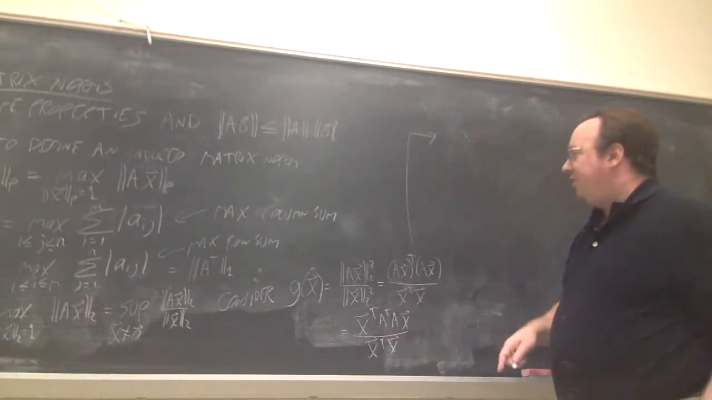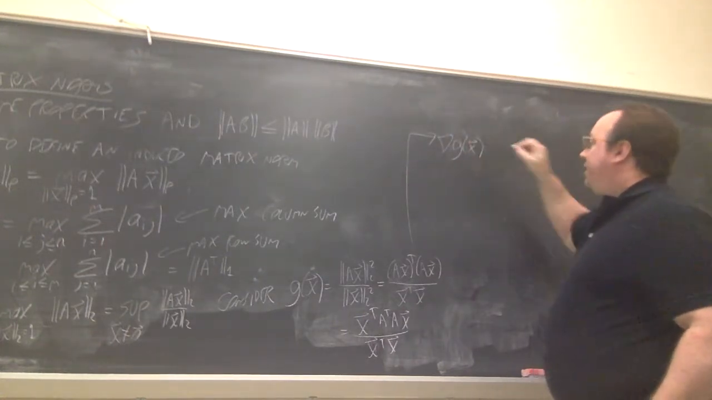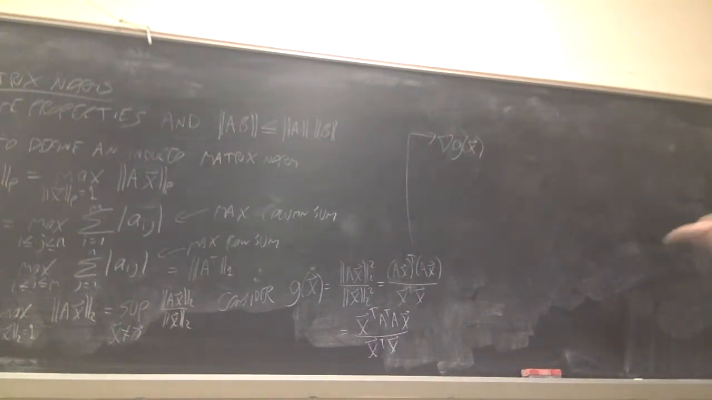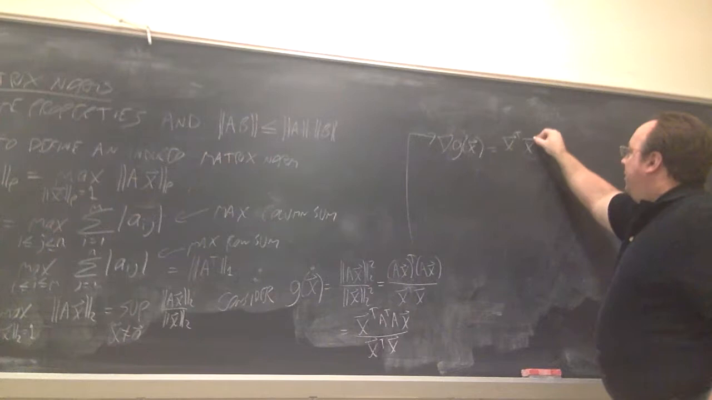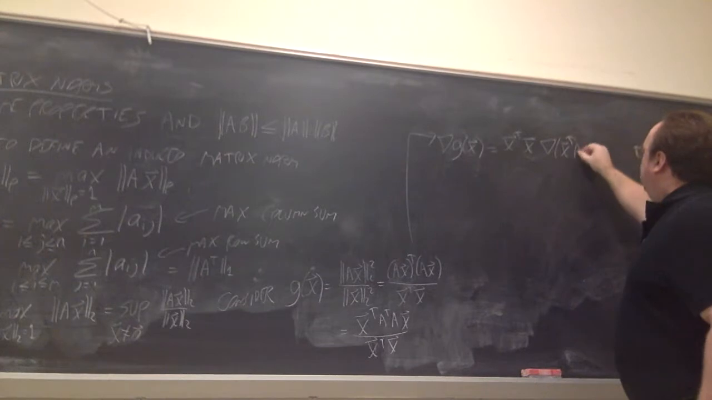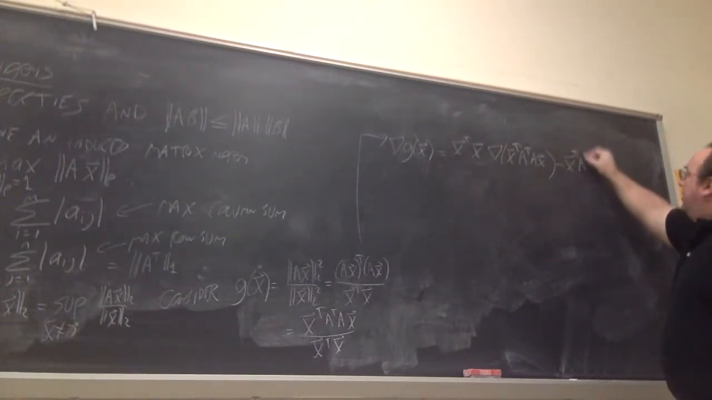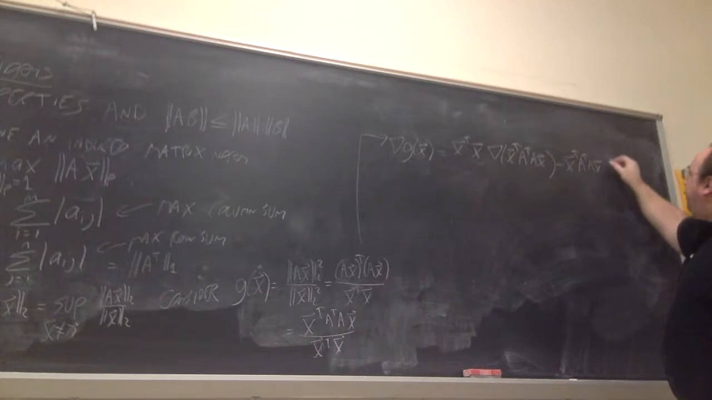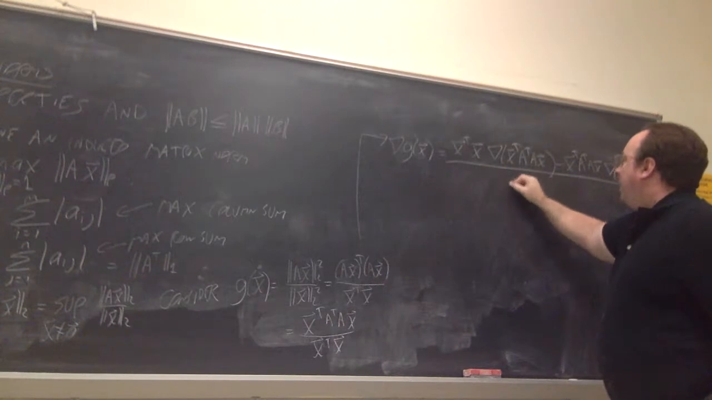This is a quotient, so I'm going to use the gradient of g. I need the quotient rule for that because it's a quotient. That's multivariable, single variable, makes no difference. And that would be the bottom function times the gradient of the top, minus the top function times the gradient of the bottom, over the bottom squared.